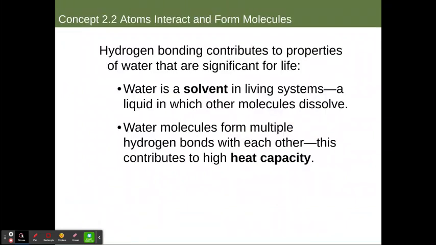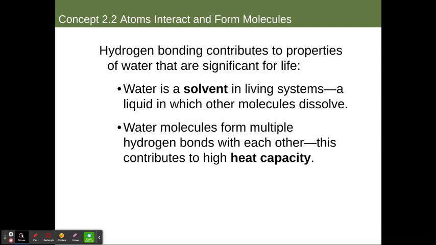So hydrogen bonding contributes to properties of water that are incredibly significant for life. The first: water is said to be the universal solvent in living things. Water will dissolve most all substances, and it will allow for it to be distributed. Think of your circulatory system. The water that is in blood allows for nutrients and waste products to be transported throughout the body.